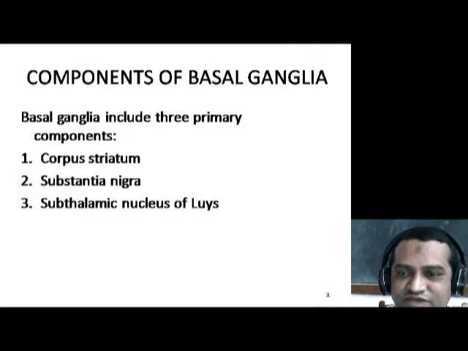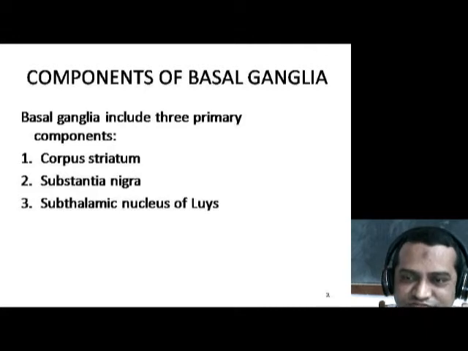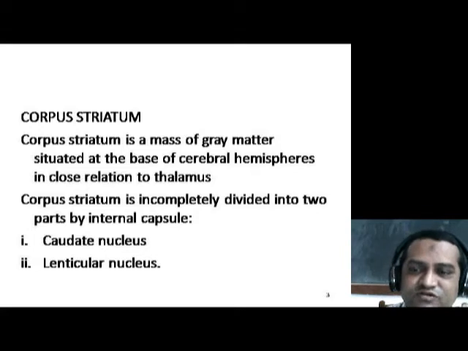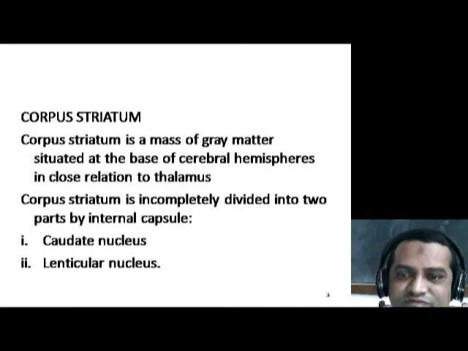The components of basal ganglia mainly include three components. One is corpus striatum, second one is substantia nigra, and third is subthalamic nucleus of Luys. These are the three components of basal ganglia. The first one is corpus striatum. This corpus striatum is also a mass of gray matter which is situated at the base of cerebral hemispheres in close relation to thalamus. Corpus striatum is incompletely divided into two parts by the internal capsule, that is caudate nucleus and lenticular nucleus.